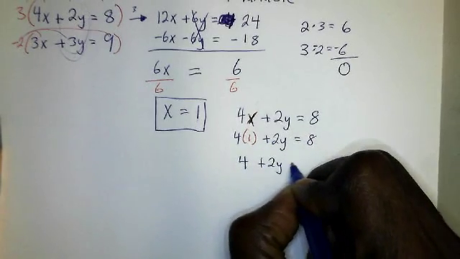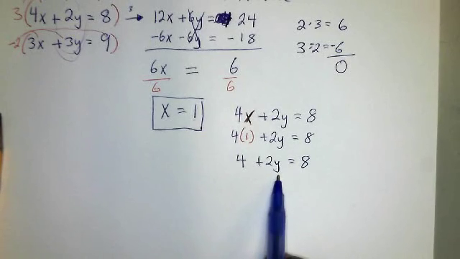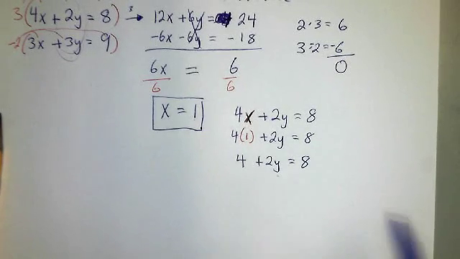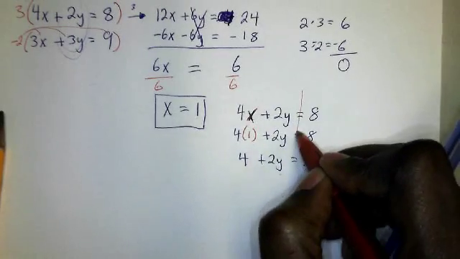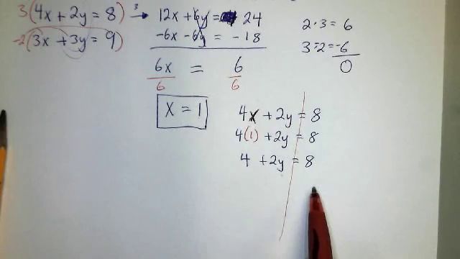Plus 2y is equal to 8. Alright, so now we're going to solve for y. We're going to get y by itself. That means we touch every number except for y. Alright, understand we do have two sides of the equation, so whatever you do to one side, you've got to do to the other side.